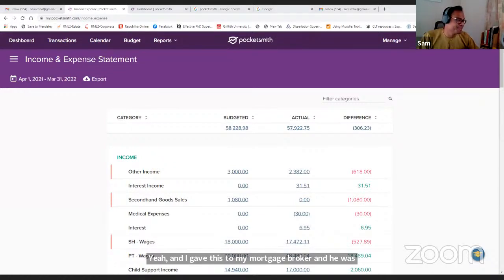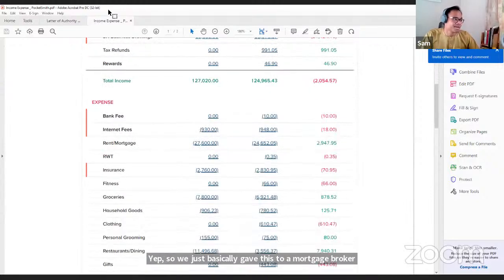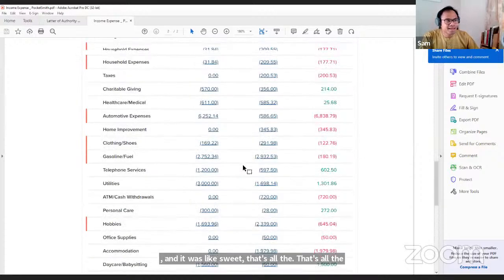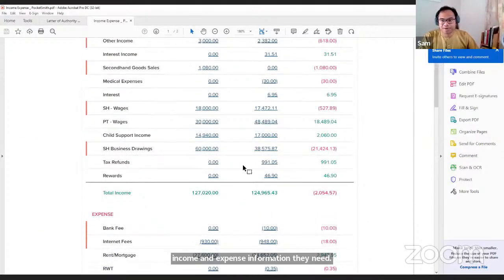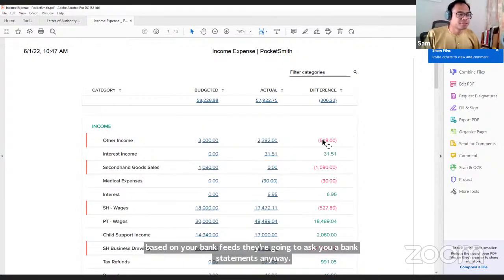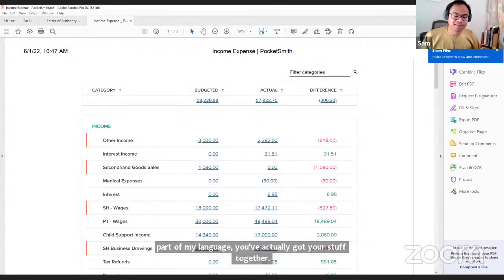Your mortgage broker may even be quite onto it as well. And so, yeah, we just basically gave this. Hang on, let me just share that with you. So we just basically gave this to our mortgage broker and it's like, sweet, that's all the income and expense information they need. And then it's super transparent. It's absolutely based on your bank feeds. They're going to ask for your bank statements anyway. And it just gives the confidence to your financiers that, yep, you've actually got your stuff together. And it will actually help towards you getting that approval for financing.